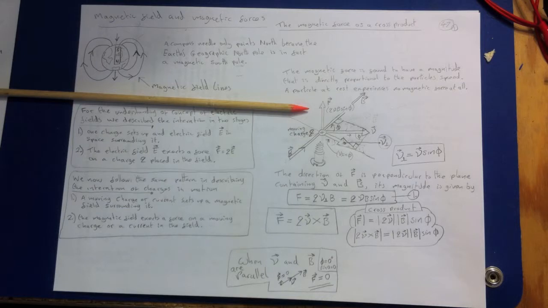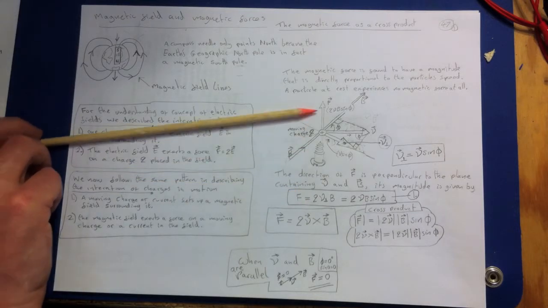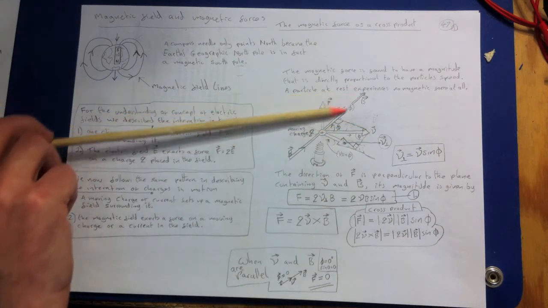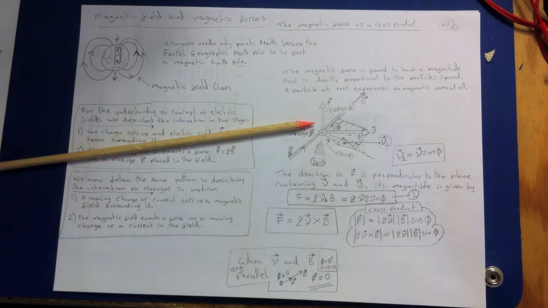Its magnitude is given by F equals Q, the charge, times the perpendicular velocity times the magnetic field B, which equals Q times the velocity v times the magnetic field B times sine theta. So Q is the charge and theta is the angle between this velocity vector and B, the magnetic field vector. This description does not specify the direction of the force vector F completely.